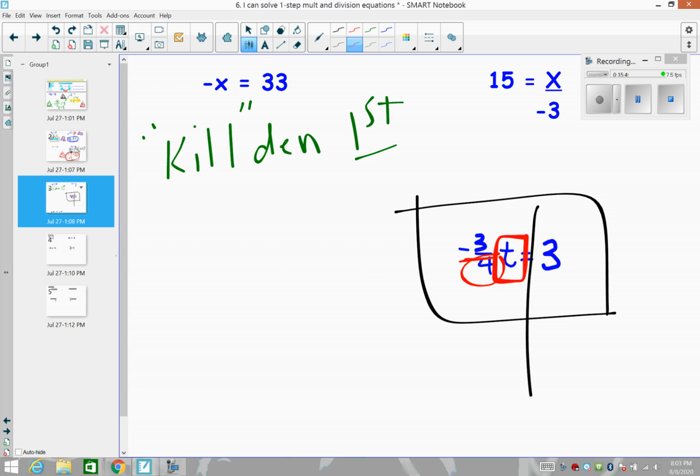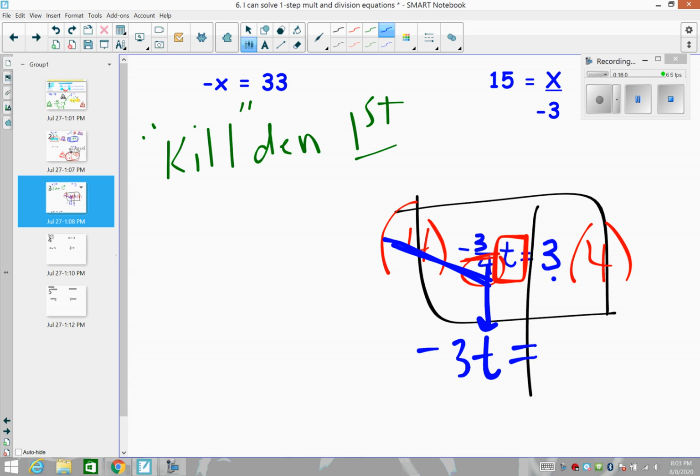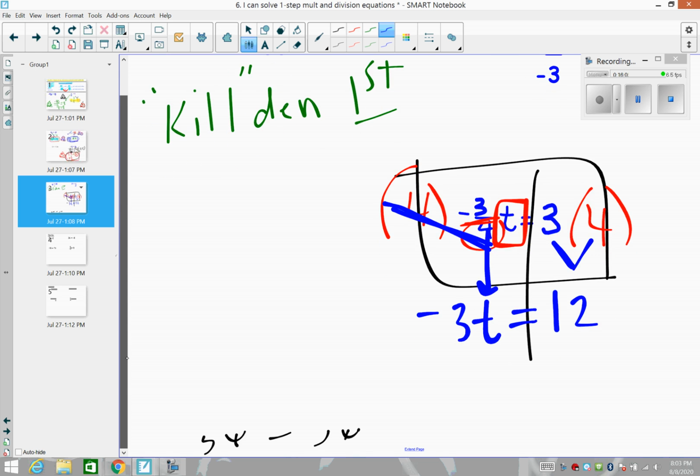So this is divide by 4. We're going to multiply nice and high, copy, paste, copy, paste. That's a nice one. If I haven't used it, drag it down. On the left side, there's still a negative 3t sitting there. And on the right side, we have 3 multiplied by 4.